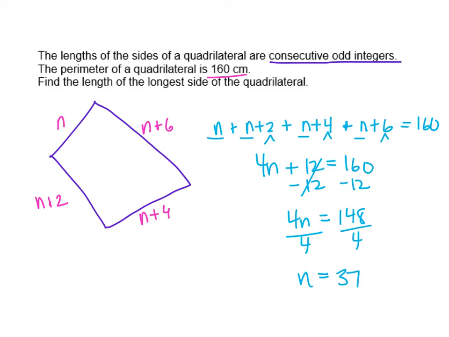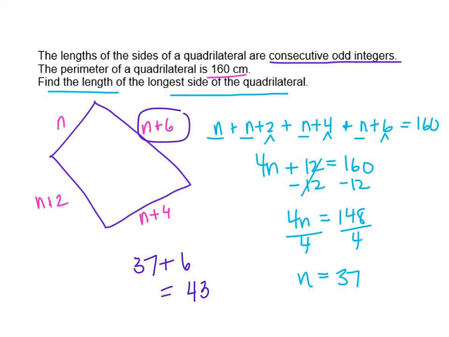But before we circle it and say that's our answer, we want to see what they're asking. It says find the length of the longest side of the quadrilateral. Well, I hope it makes sense that n is the shorter side because this side is 2 longer than that, this side is 4 longer, and this side is 6 longer. So our longest side is the n plus 6. So we're going to take our 37, add 6, and we get 43. And then we look to see if we're in any sort of label, and we do. We're in centimeters, so 43 centimeters is the longest side.